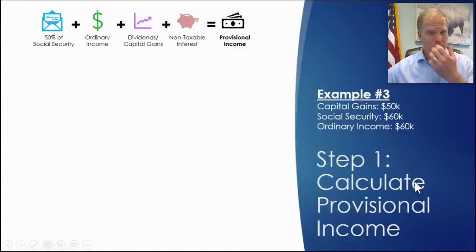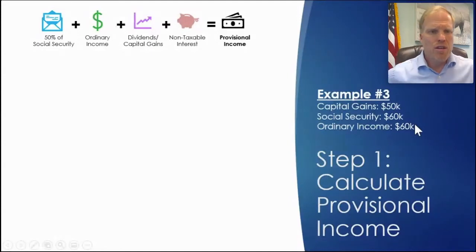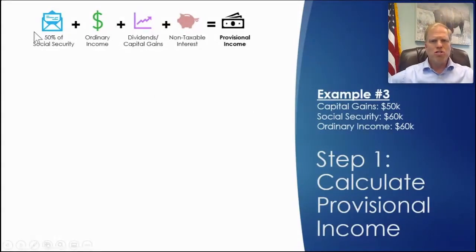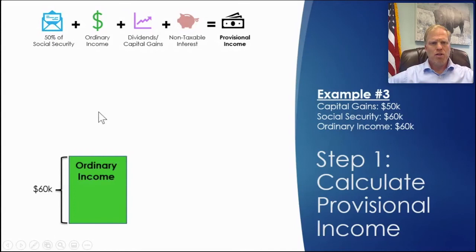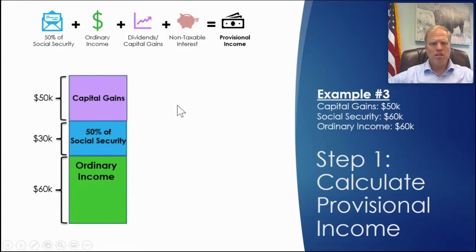So let's take example 3. We've added 50,000 of capital gains. We have 60,000 of combined household Social Security, and we have $60,000 of ordinary income. Okay, now we're going to use this provisional income calculation. We're going to take the ordinary income, 50% of Social Security, but we need to add that purple icon, the capital gains, on top of that. Our provisional income number now is 140,000.